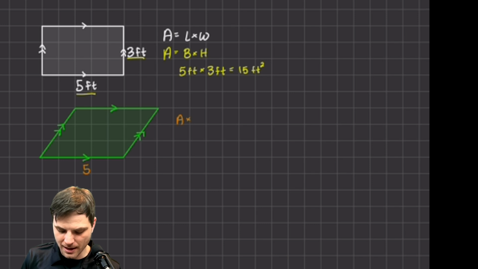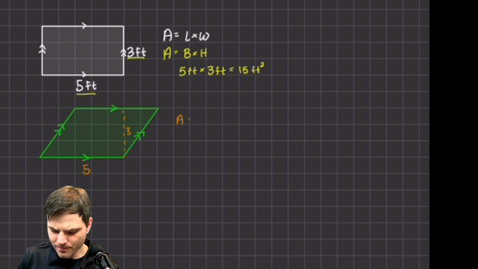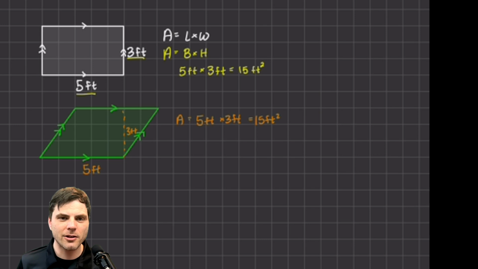Well, this parallelogram is also base times height. So we have, I wrote a multiplication symbol there. We have area is 5 feet by 3 feet. And that's going to be 15 feet squared. It doesn't matter how tilted this parallelogram gets, as long as you measure the height as perpendicular to the base, then you're set. I mean, we should say perpendicular to a corner. That's usually safer to say, so right there.